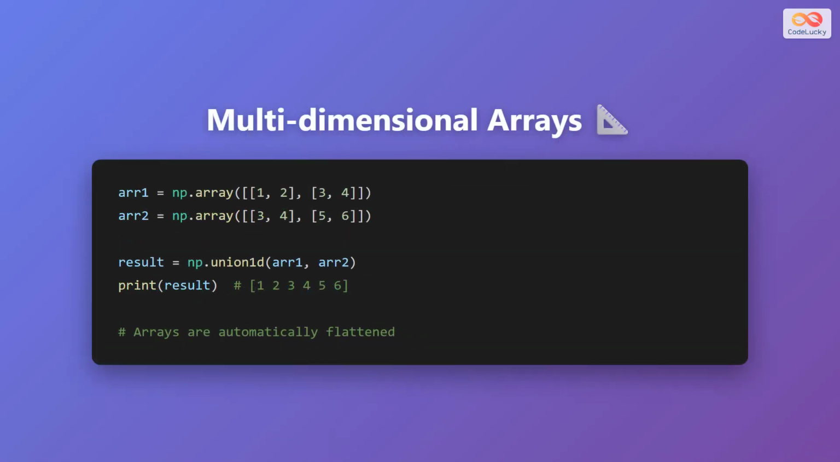Union1d also works with multi-dimensional arrays. Here we have two two-dimensional arrays. Array 1 is a 2 by 2 matrix with values 1, 2, 3, 4. Array 2 is also a 2 by 2 matrix with 3, 4, 5, 6. When we apply union1d, both arrays are automatically flattened and the result is a one-dimensional array: 1, 2, 3, 4, 5, 6.